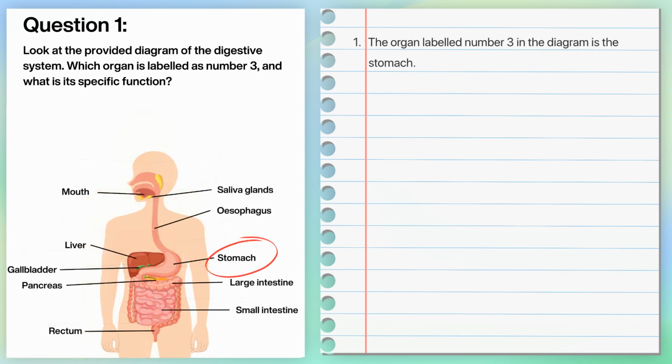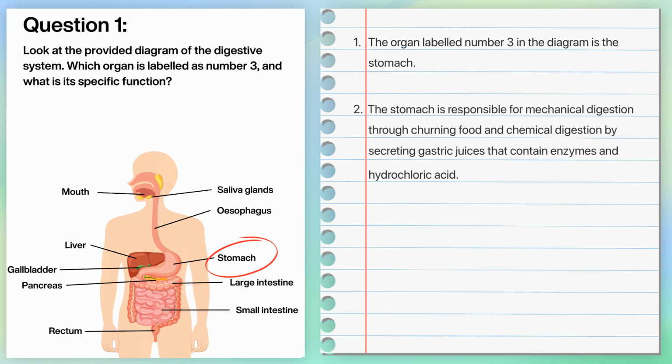The organ labelled number 3 in the diagram is the stomach. The stomach is responsible for mechanical digestion through churning food, and chemical digestion by secreting gastric juices that contain enzymes and hydrochloric acid. You need to be able to identify each of these organs involved in digestion from a diagram.